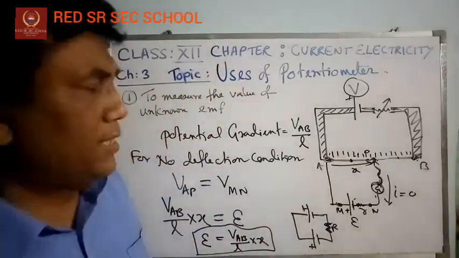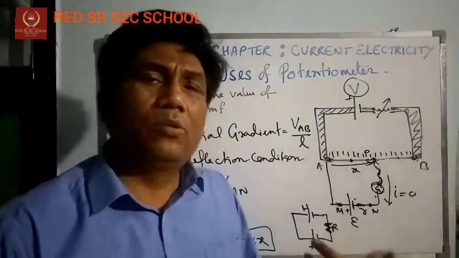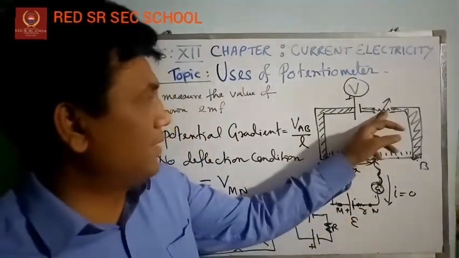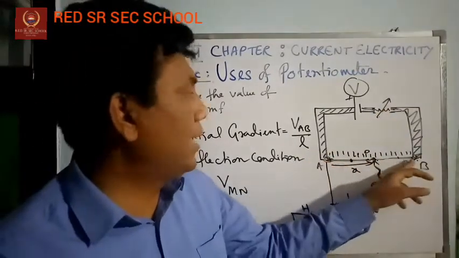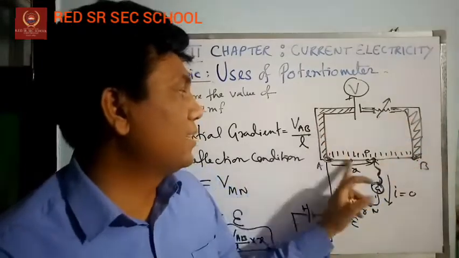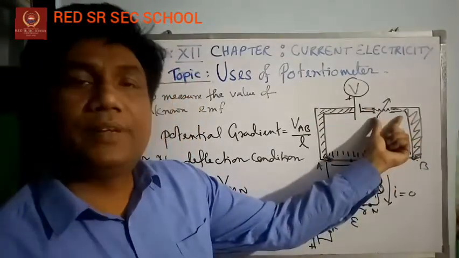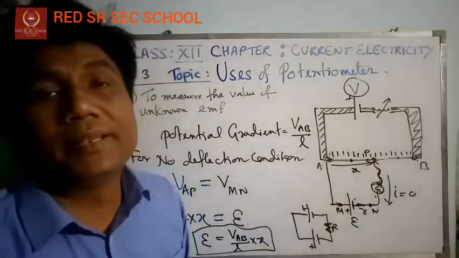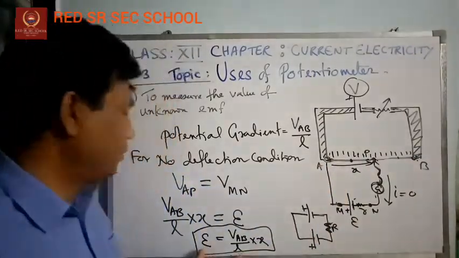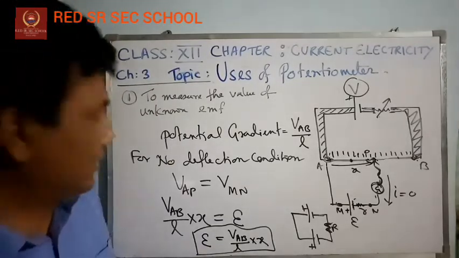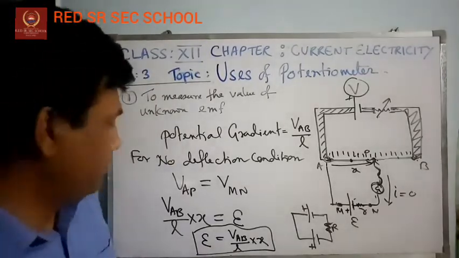In fact, the potential difference between A and B you can calculate by a numerical method also. If the whole wire resistance is known, you can find the current in this branch, minus the voltage drop here. Whatever is left will be the potential difference between A and B. So this is the simple way how we can measure the unknown EMF of a cell.